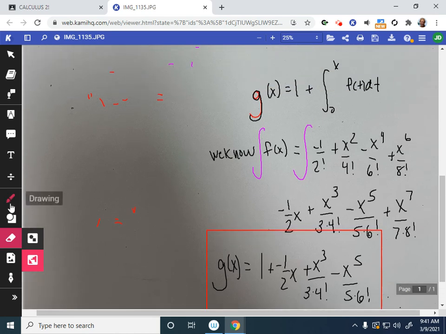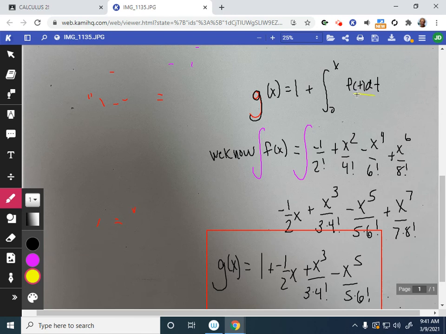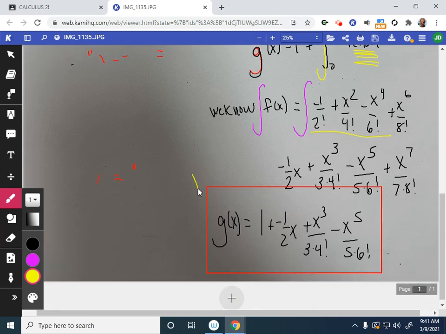I knew the series already for f, so I can figure out what the integral of the series of f is, and then just add on 1. Whoa, so much easier.